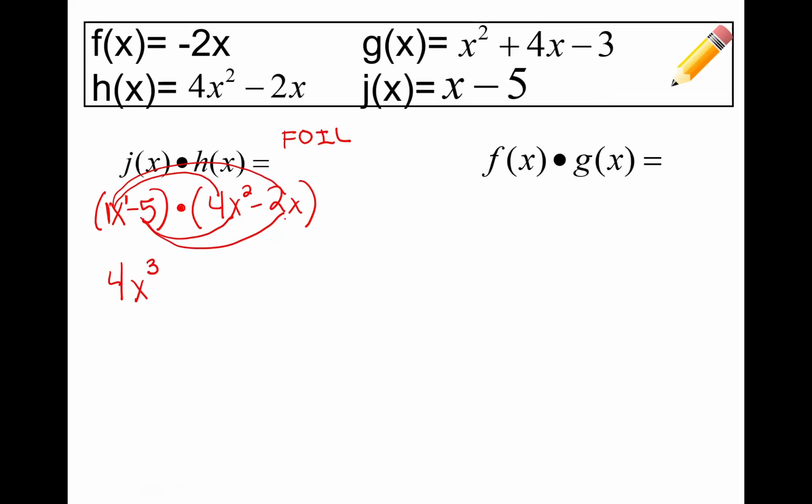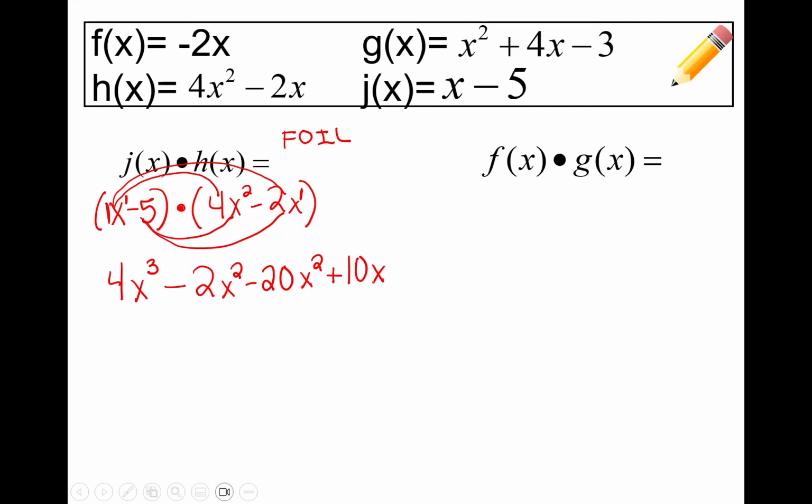1x to the first times a negative 2x, so 1 times negative 2 is going to give us a negative 2. X to the first times an x to the first, that's going to give me x squared because I'm going to add those exponents. Now, negative 5 times 4x squared, we're going to multiply the numbers, the coefficients. So negative 5 times 4, that's negative 20. No x's with that negative 5, so it's just going to stay in x squared. And then negative 5 times negative 2x. So I'm going to get positive 10x.